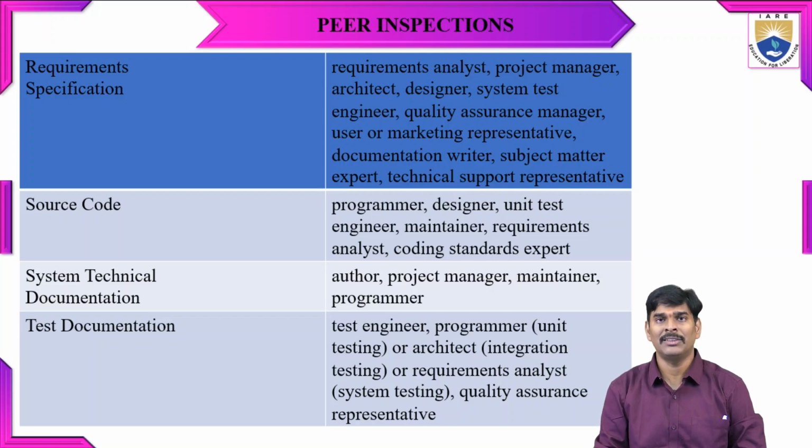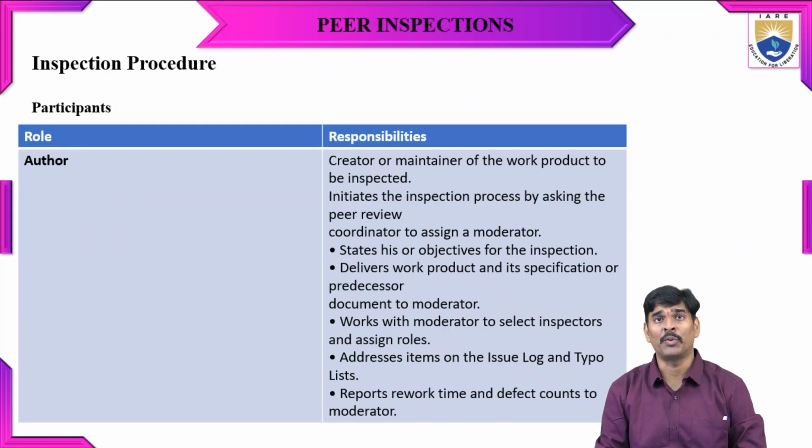And the last one is test documentation. The test documentation will be done by the testing teams. Test engineer will be there, programmer, or we can call it unit testing or architecture. This can be used for integration testing. We have different types of testing: unit testing, integration testing, system testing, or we can use white box or black box testing, and requirement analysis will be there. This is mainly applicable for system testing, and a quality assurance representative will be there, who will mainly check in detail the test documentation.